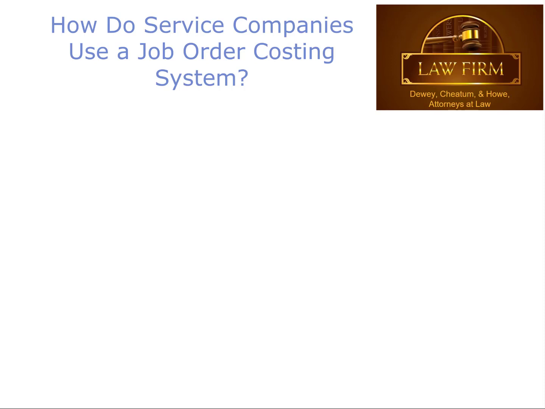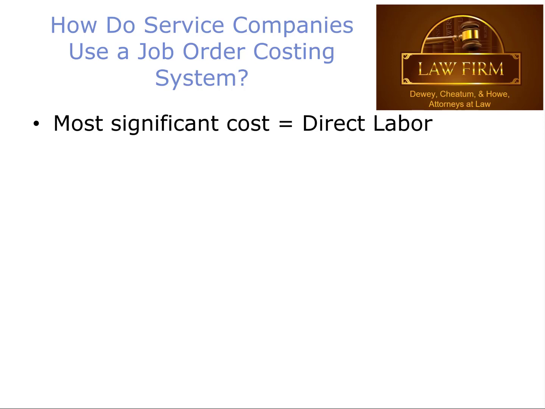To illustrate the concepts of a job order costing system for a service business, we'll use the law firm Dewey, Cheatham & Howe. Because each client's needs will vary greatly, the company uses a job order costing system since they are providing different services for each client or job. Usually, the most significant cost for a service business is direct labor. This is different from a manufacturer whose largest expense is usually cost of goods sold. But of course, a service company like Dewey, Cheatham & Howe won't have inventory, so they don't have cost of goods sold. That's why direct labor is usually the largest cost for a service company.